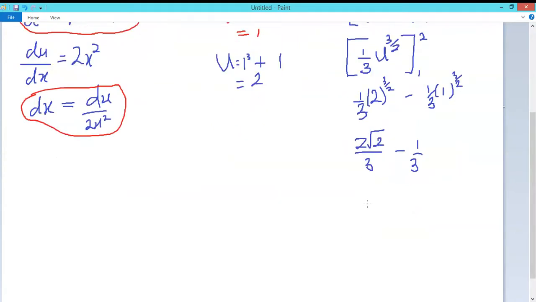If you want the decimal equivalent, you can punch it in: 0.62, 0.60 or 0.61 or something like that. 0.6 to one decimal place. The decimal equivalent.